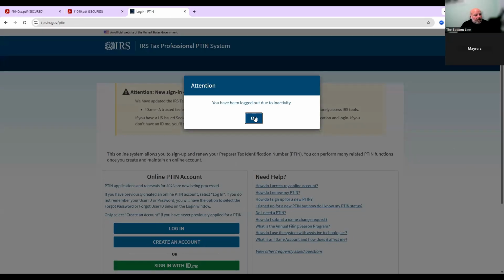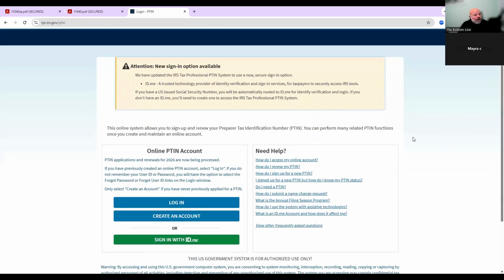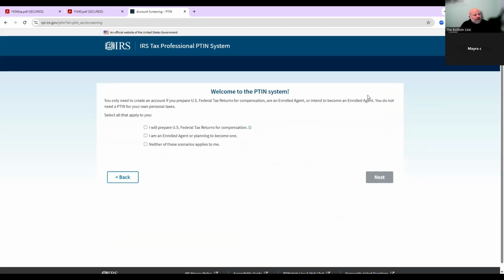Okay. Yes. So you want to go here and you want to create an account. And then you're going to say you will prepare U.S. federal tax returns for compensation.